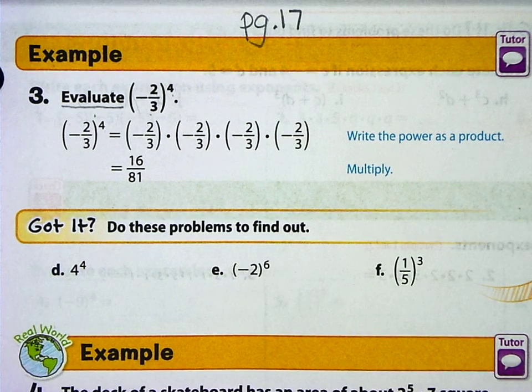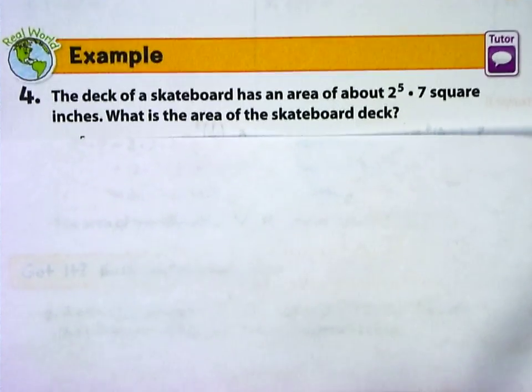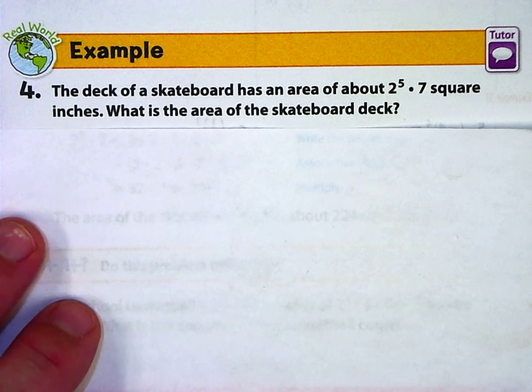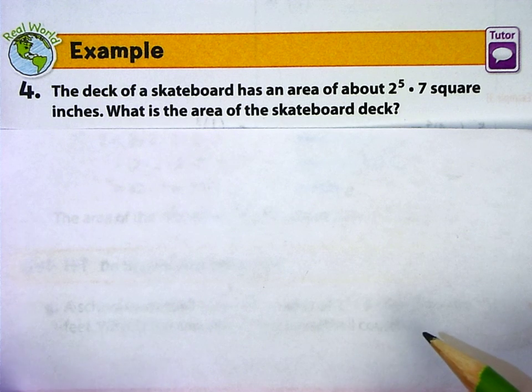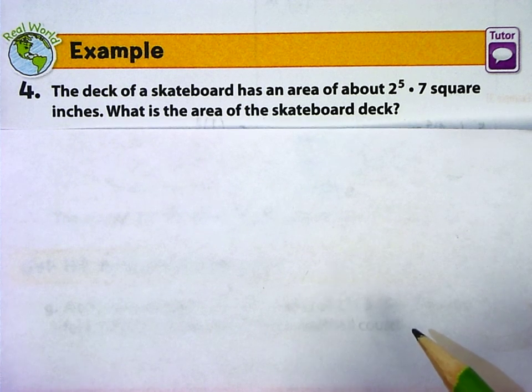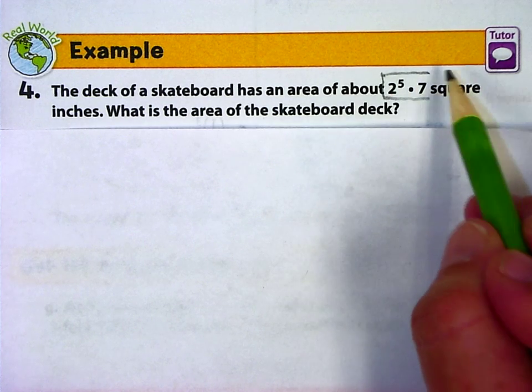Okay, let's try example number 4. Let's read this last one. Okay, the deck of a skateboard has an area of about 2 to the 5th times 7 square inches. What is the area of the skateboard deck? Okay, so here is my problem, and we're going to evaluate that.